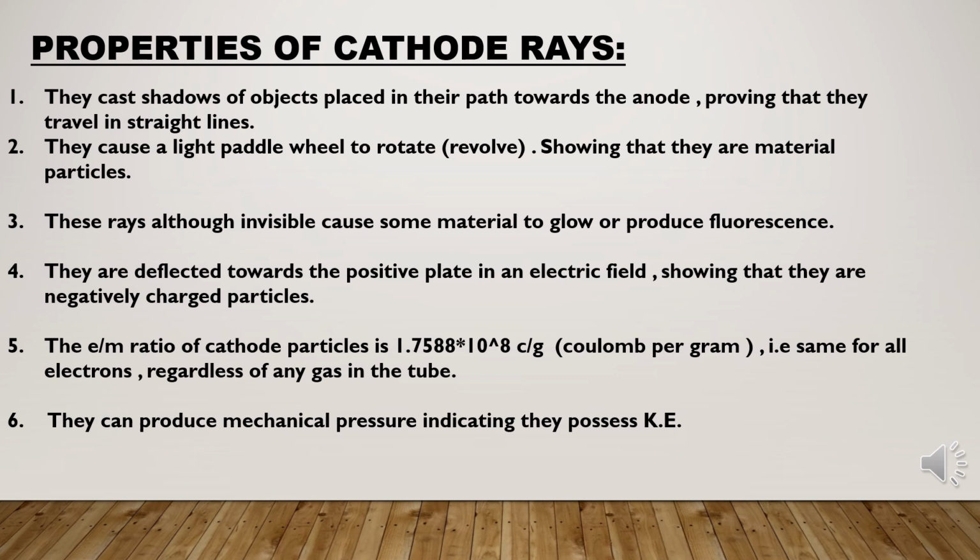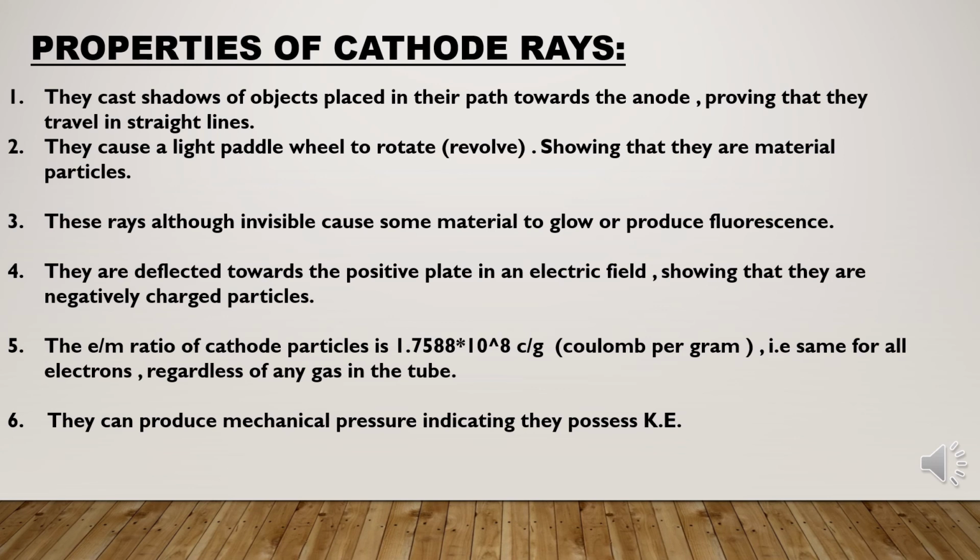They cause a light paddle wheel to rotate, showing that they are material particles. These rays, although invisible, cause some material to glow or produce fluorescence. They are invisible, but when they strike at anode, as it has proven in the previous experiment, they cause the surface to shine or glow. They are deflected towards the positive plate in an electric field, showing that they are negatively charged particles.